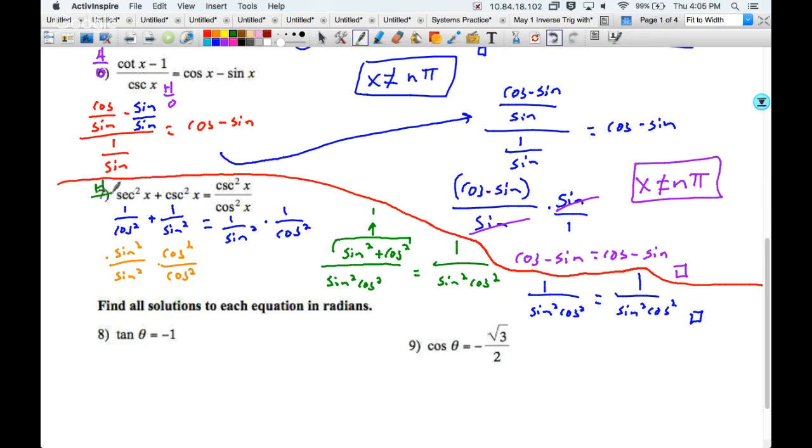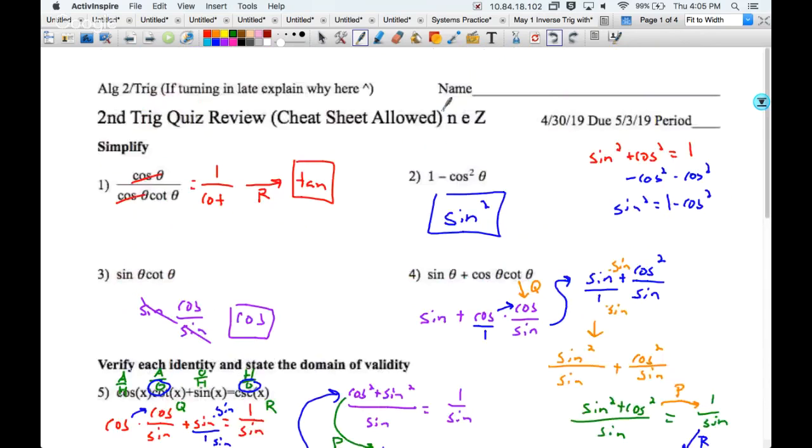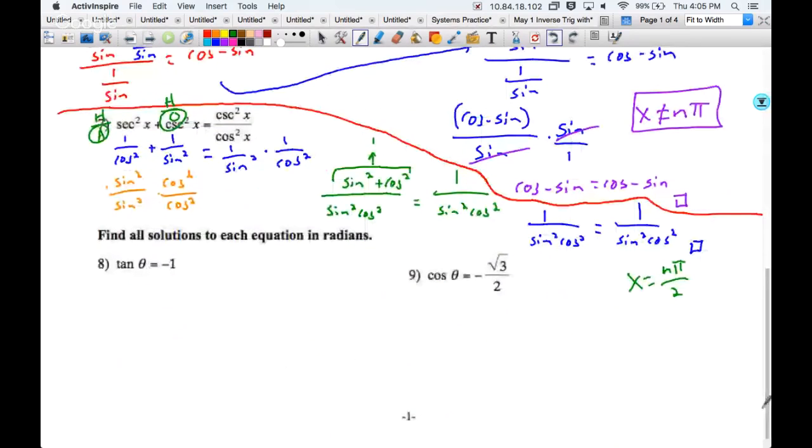Secant is hypotenuse over adjacent, but cosecant is hypotenuse over opposite. So I've got both opposites and adjacents in the denominator. So I need to exclude n pi over 2. And we already got up here that n is an element of the integers, so we don't have to define it again. All right, final solutions to each equation in radians, tangent of theta equals -1.